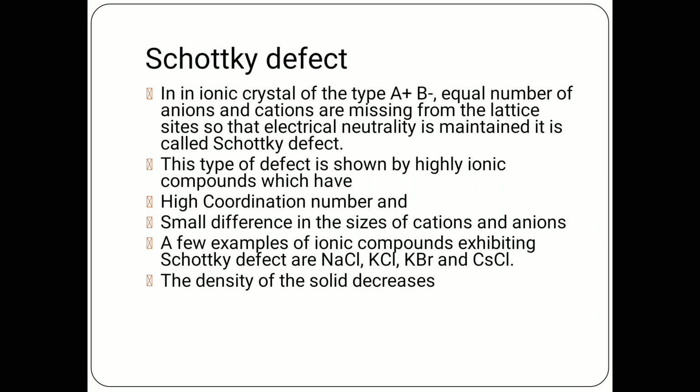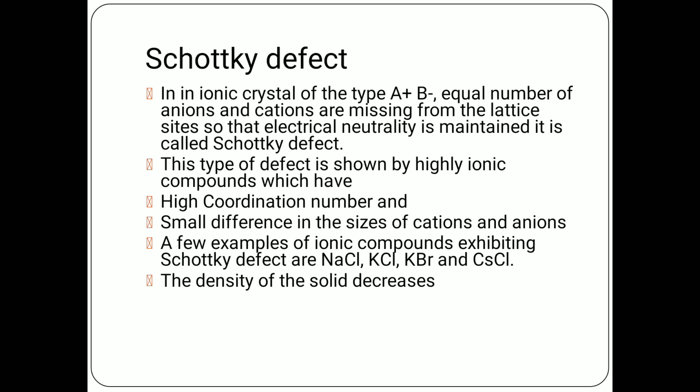So what happens in a Schottky defect? In an ionic crystal, say of the type AB, where A carries a uni-positive charge A plus and B carries a uni-negative charge B minus, an equal number of anions and cations are missing from their lattice sites. Equal number of anions and cations missing from their lattice sites, so that electrical neutrality is maintained, stoichiometry is maintained. We call the defect a Schottky defect.